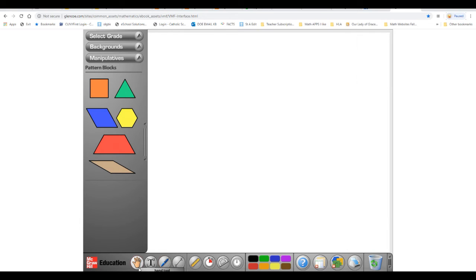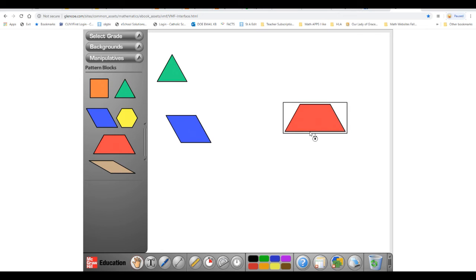Let's try another shape. Let's look at this trapezoid. Like on page 491, they asked how many triangles and rhombus do I need to make a trapezoid? Let's see. Let's fit the rhombus in. Is that a good fit?